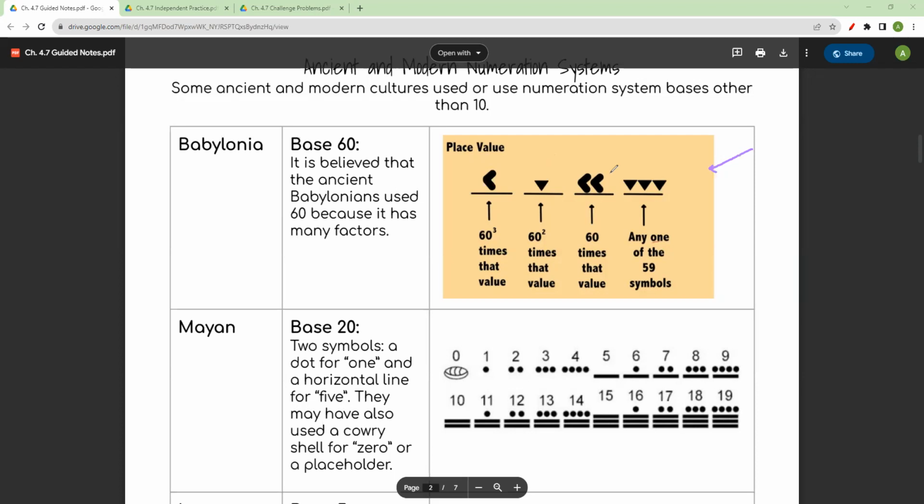Ancient Mayans used a base 20 system. They used a series of dots and horizontal lines, where dots represented a 1 and a horizontal line represented a 5. They might have also used this cowrie shell, I think that's how you pronounce it. They're not sure if they used it as a 0 or a placeholder, but it is seen in their number system. So if they're using base 60 or base 20, that's a lot different than ours, because what they're saying is this place value can hold 59 ones before it's grouped over here.